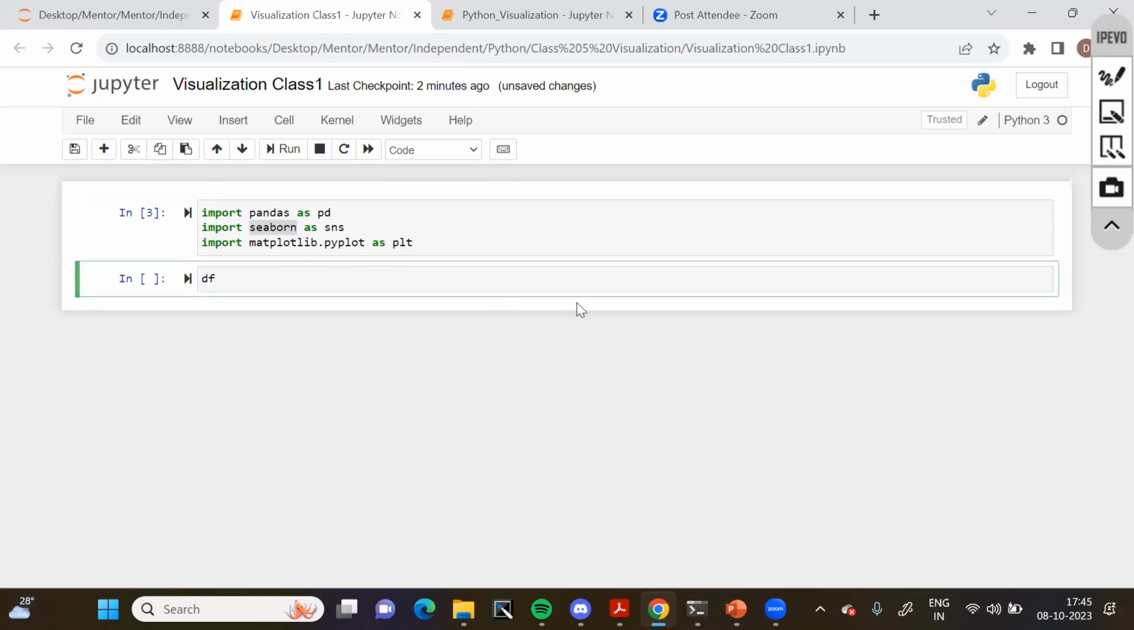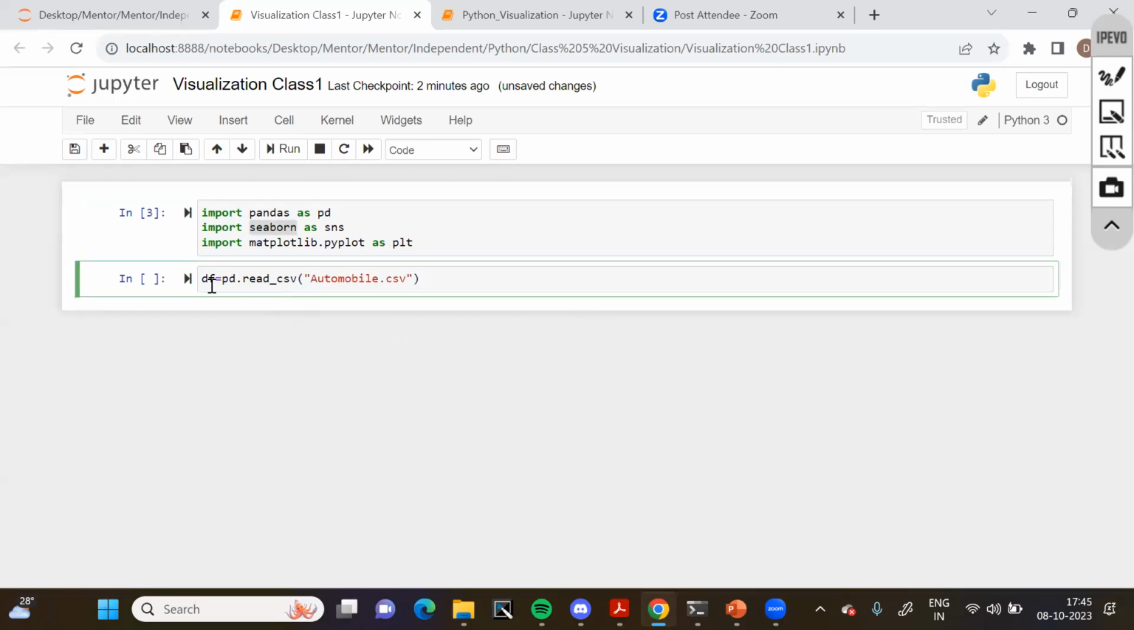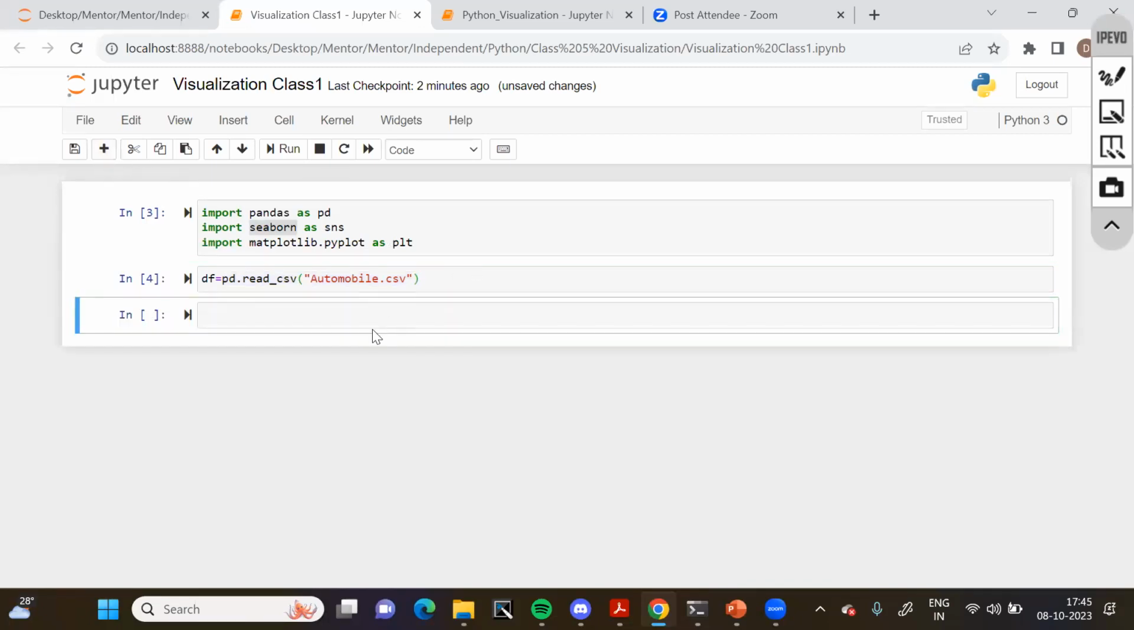So df is equal to pd.read. So we will be using this data. I will be sharing this with you, so don't worry. So I read the data into a data frame.